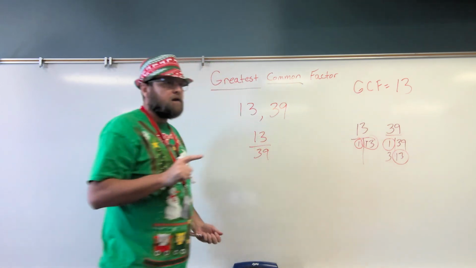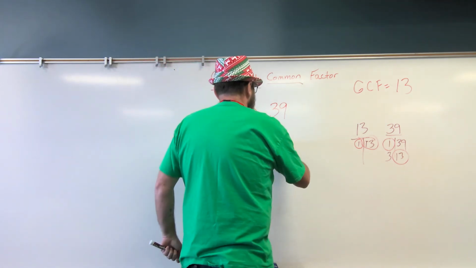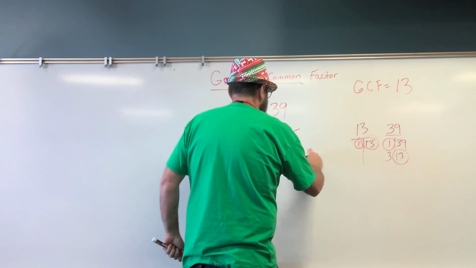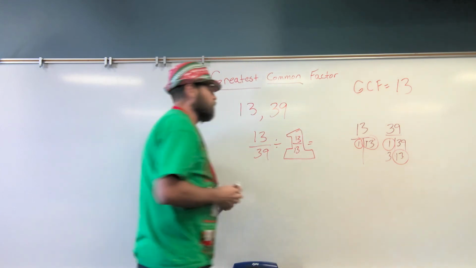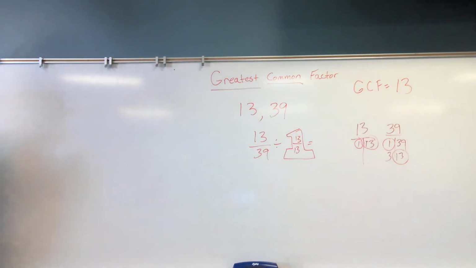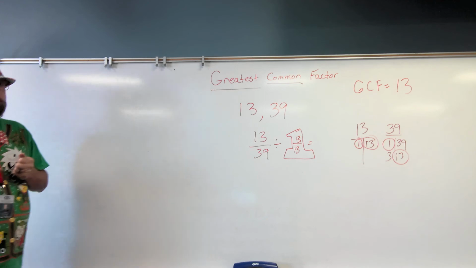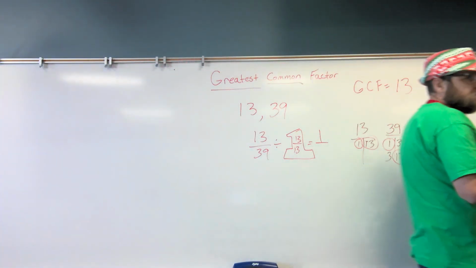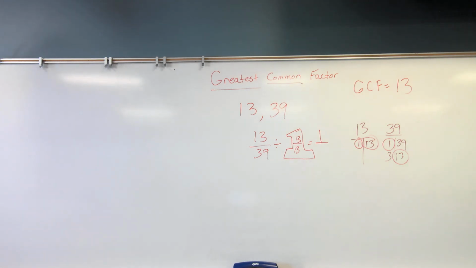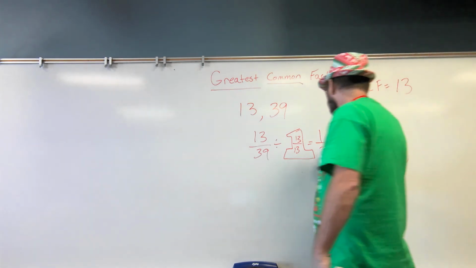If this were a fraction, Anna, their greatest common factor is 13, which means we have to divide by a fraction that equals 1. Since the greatest common factor is 13 over 13, Anna, what is 13 divided by 13? 1. Anna, what is 39 divided by 13? 3. See, if I have this written down, 39 divided by 13 equals 3. That's cool.